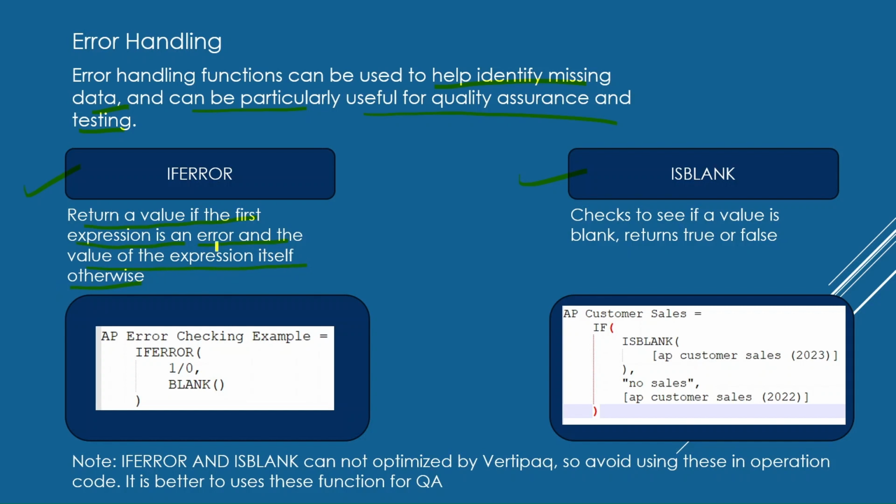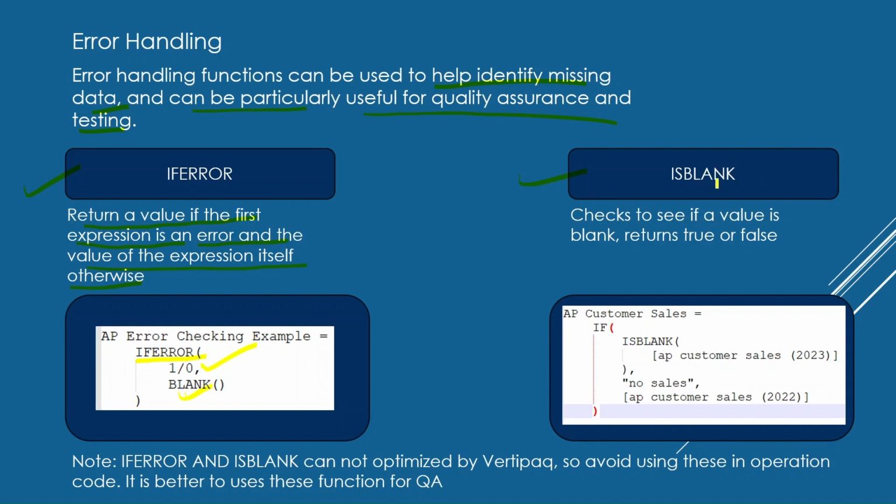So let's take this example. Here we are dividing 1 by 0 and putting this statement in this IFERROR condition. If the first expression evaluates as an error, it will return the second argument. If you divide 1 by 0, an error will occur, but it will not return the error, it will return this blank value.